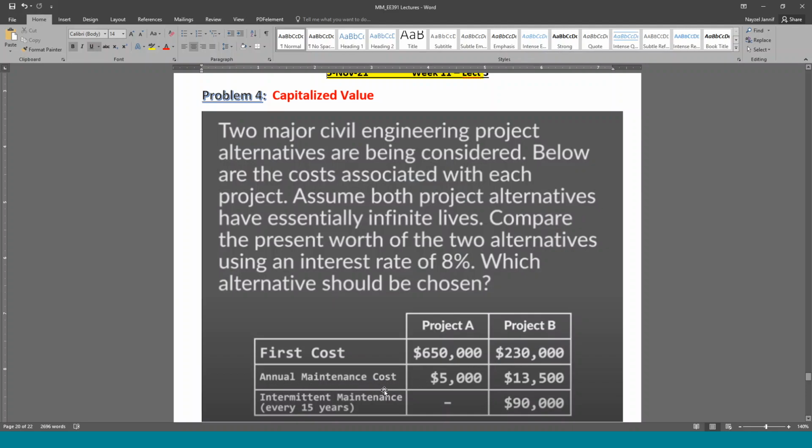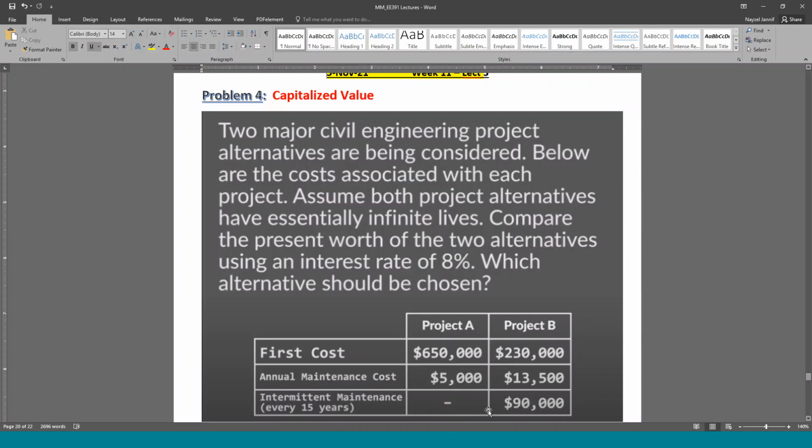Now the maintenance cost for project A is 5,000 per annum, and for project B is 13,500 per annum. For project A, it seems that there is no other maintenance apart from the annual maintenance. You see, in project A, annually you're going to do 5,000 per annum, and project B is 13,500 per annum. And apart from that, in project A, that was the only maintenance cost.